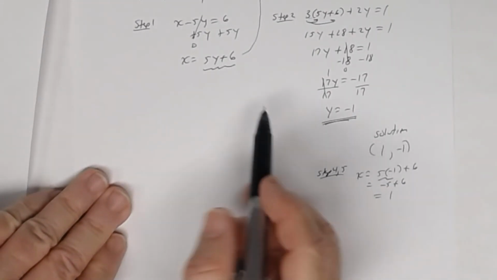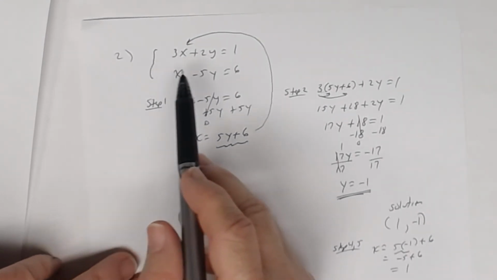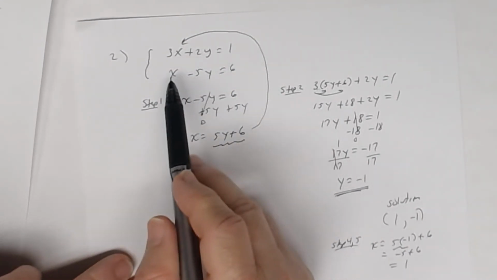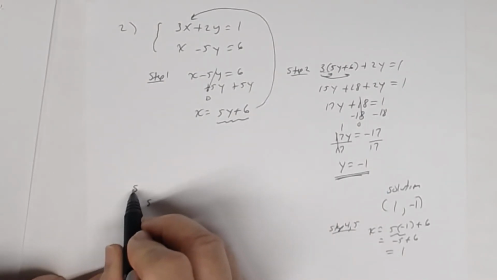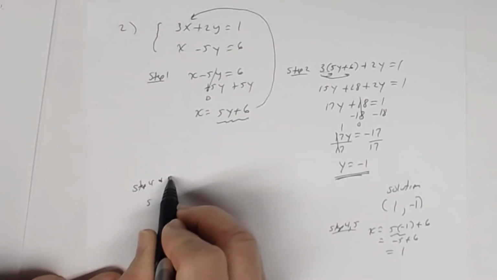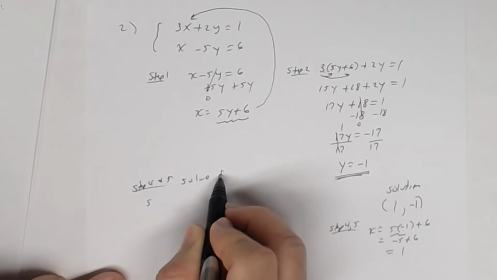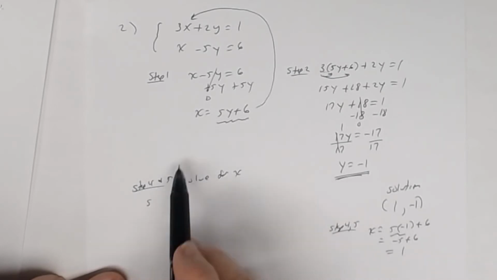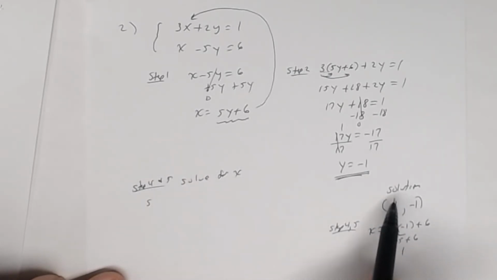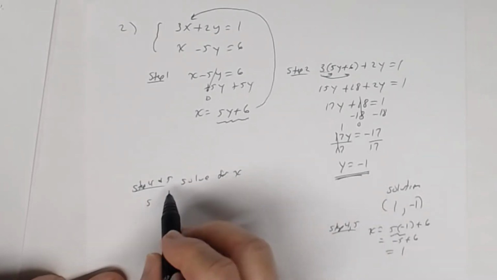But here's what they're saying, though. They're saying you should really go back to one of the original equations. So I'm going to go back to the first one. So steps 4 and 5, we're going to solve for x, because I already found y. Y was -1. So when I do that, I should get the same value for x, which is 1.